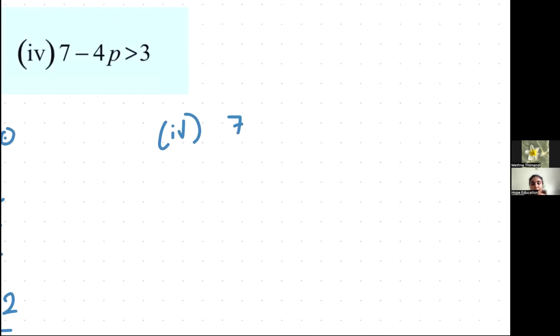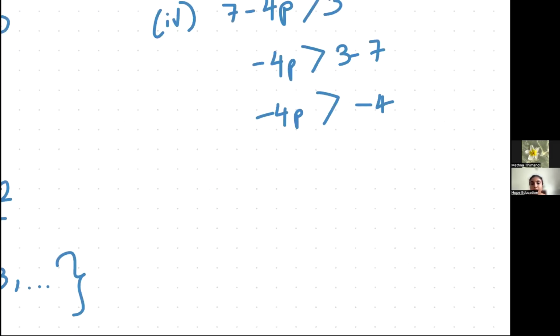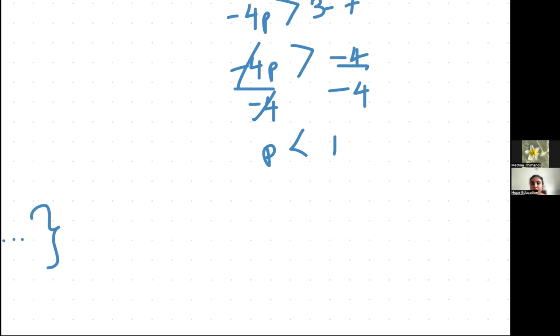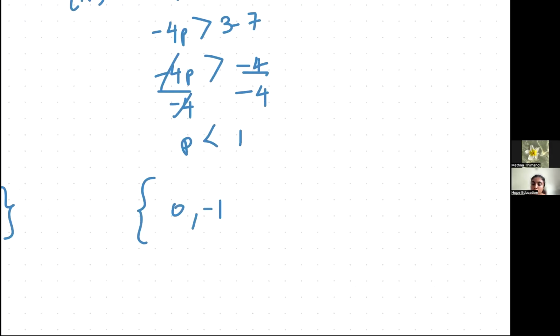Then here, 7 minus 4p is greater than 3. So 7, when I bring it to the other side, it becomes minus 7. So minus 4p greater than 3 minus 7 would be minus 4. Then I divide both sides by minus 4. The sign changes. Minus 4 divided by minus 4 would be 1. Then when I write the integral solutions, p should be less than 1: 0, minus 1, minus 2, minus 3, minus 4, and so on. Okay? Clear? Yes, teacher.